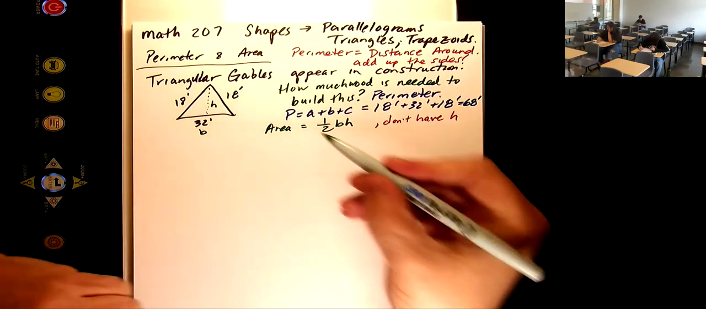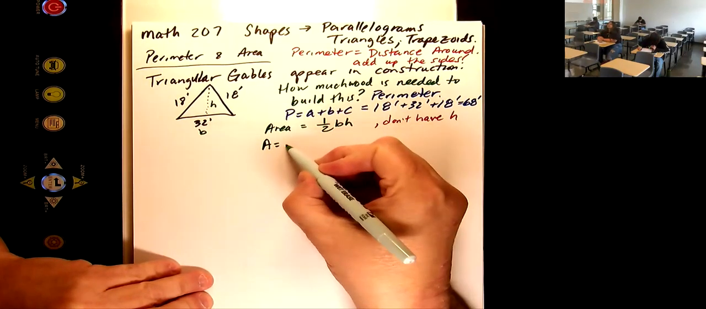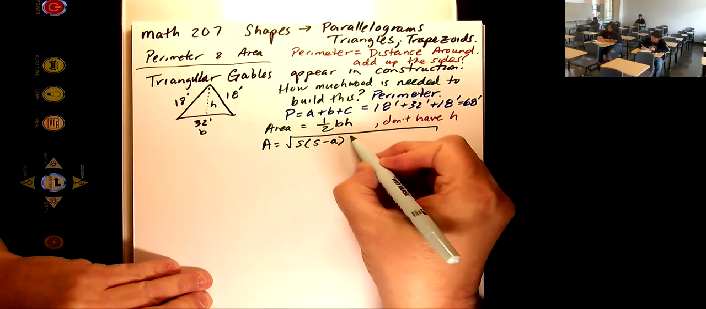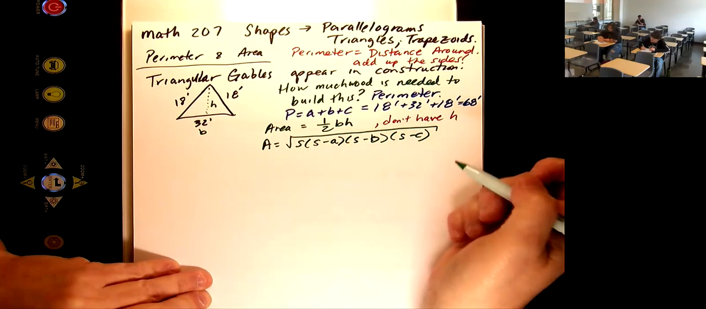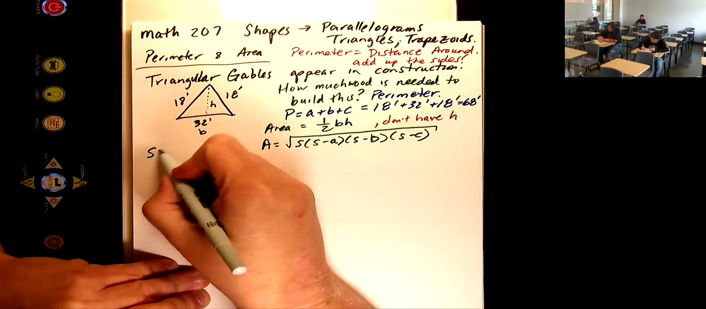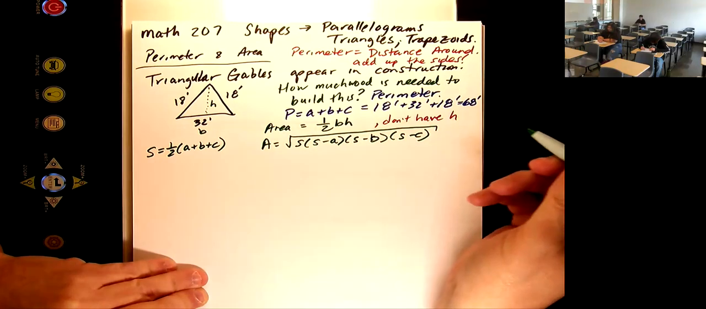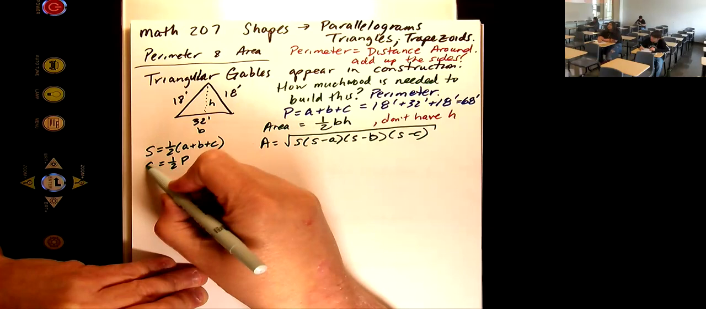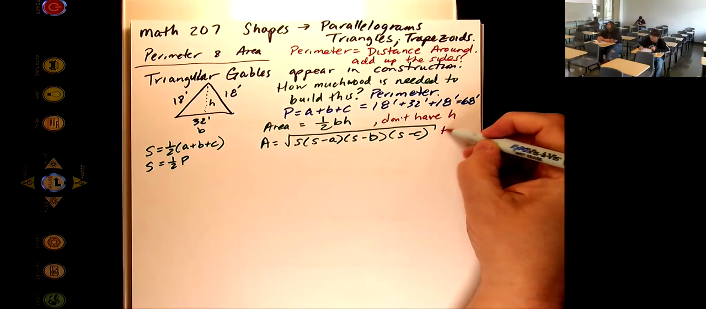There is another formula for area of a triangle, and it's a little more complicated. It is the square root of S times (S minus A) times (S minus B) times (S minus C). And S equals 1/2 of A plus B plus C, which is 1/2 the perimeter. This is called Heron's formula.